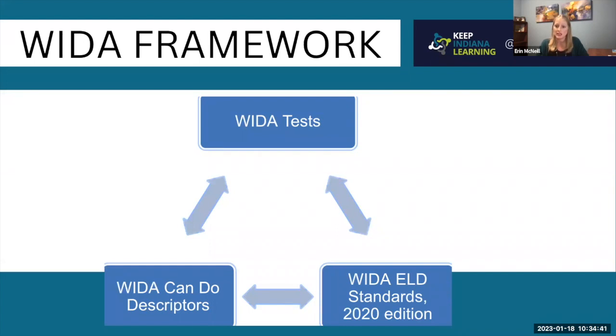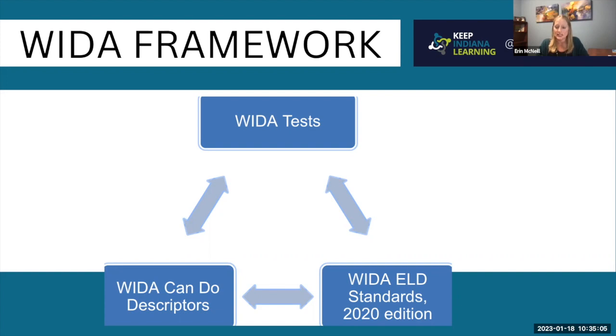WIDA tests identify students' proficiency levels and show what they can do in the areas of listening, speaking, reading, and writing. The WIDA screener is given once to determine whether a student's language proficiency is deemed fluent. Students who test as not fluent have limited English proficiency, and they are identified as English learners and receive services.